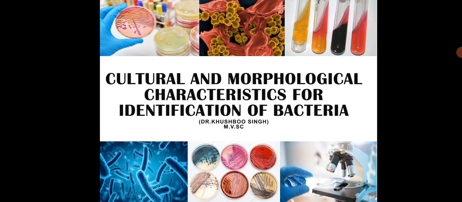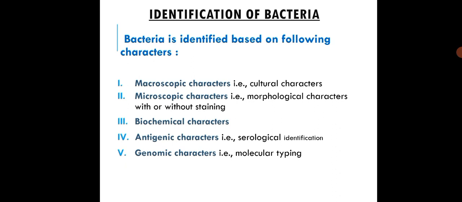Cultural and morphological characteristics for identification of bacteria. Bacteria is identified based on following characters. Number one, cultural characters. Number two, microscopic characters, that is morphological characters with or without staining. Next is biochemical characters, antigenic characters and genomic characters.